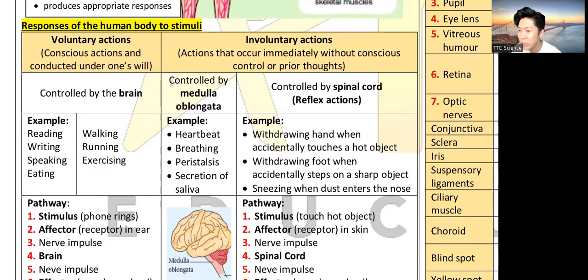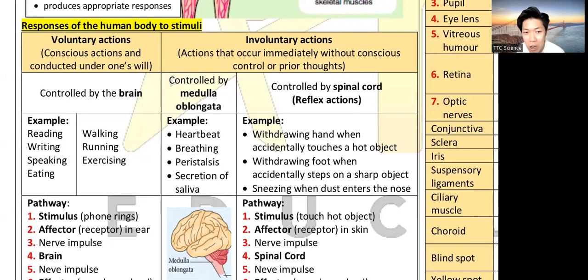Is spinal cord and reflex action the same thing, or is involuntary action related to reflex action? Spinal cord is the organ. Reflex action is the action. They are all related. Involuntary is the title. There are 2 types. I think your message came in before I mentioned this.